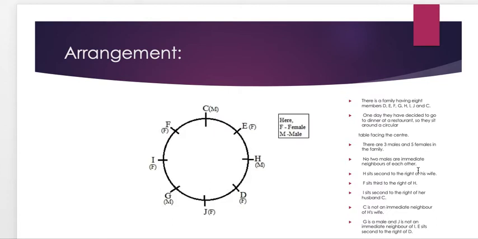J is a male and J is not an immediate neighbor of I. So G is a male, and J is not an immediate neighbor of I. So it means that J won't come here because it's not an immediate neighbor of I. J won't come here or here. Already F took this place. So J is H's wife, because it comes second to the right of H.